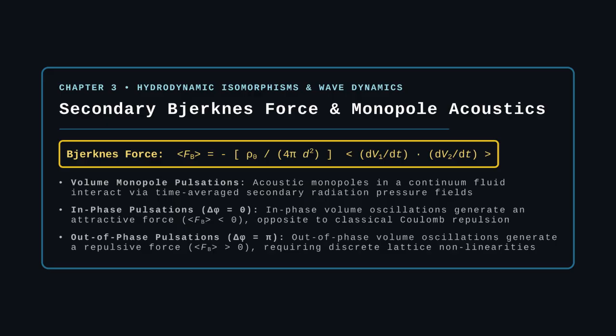the secondary Bjerknes force, where the average force equals negative rho 0 divided by 4 pi d squared times the time average of the derivative of volume 1 times the derivative of volume 2. For linear acoustic monopoles, in-phase pulsations yield an attractive force, while out-of-phase pulsations yield a repulsive force. A naive application of linear acoustic monopole dynamics therefore predicts the exact opposite sign behavior required by Coulomb's law, where like charges repel and opposite charges attract.